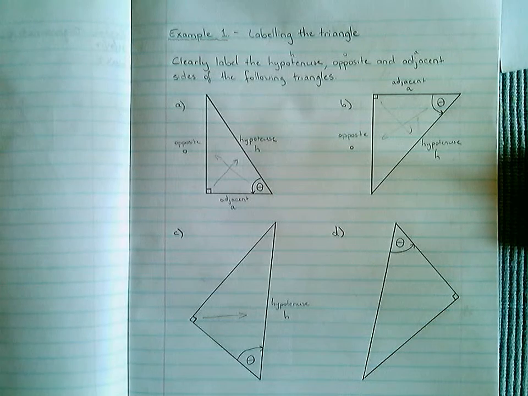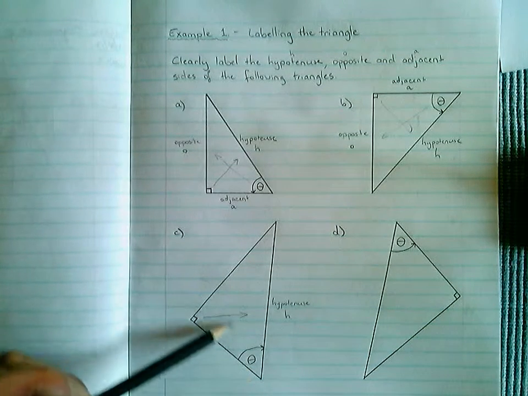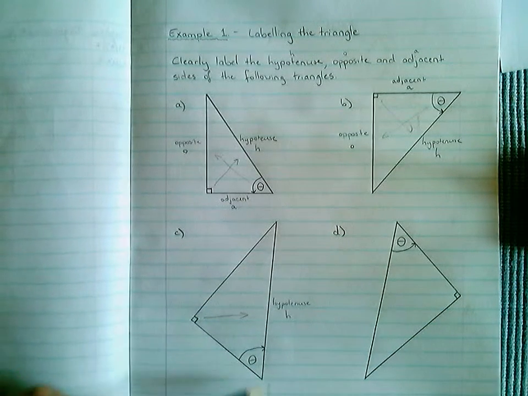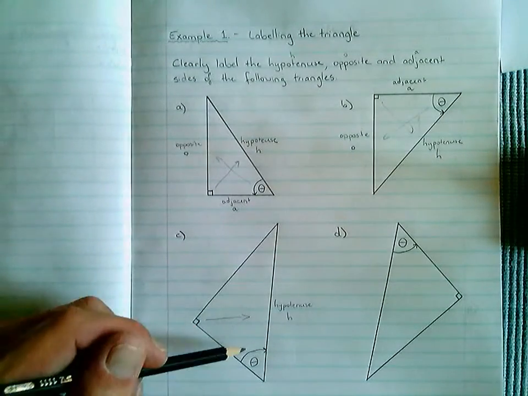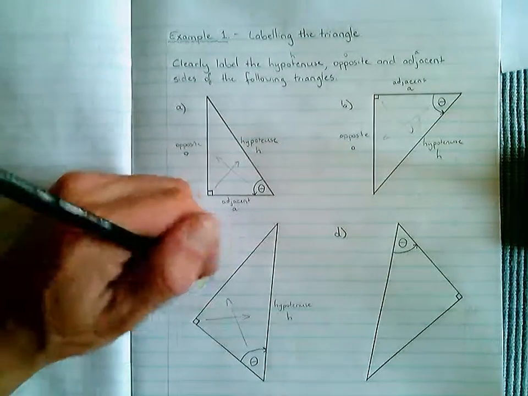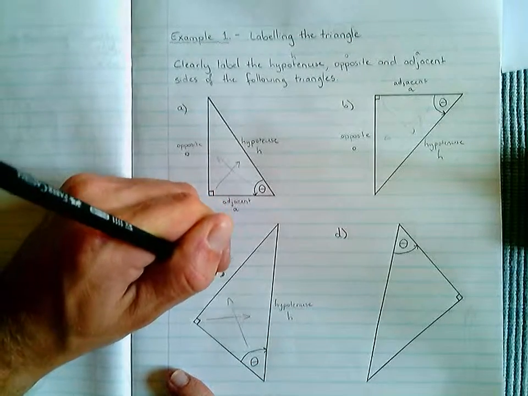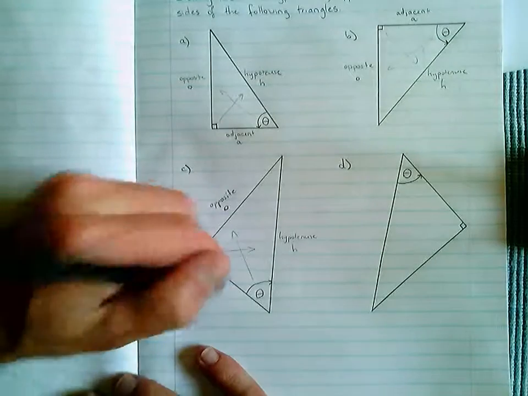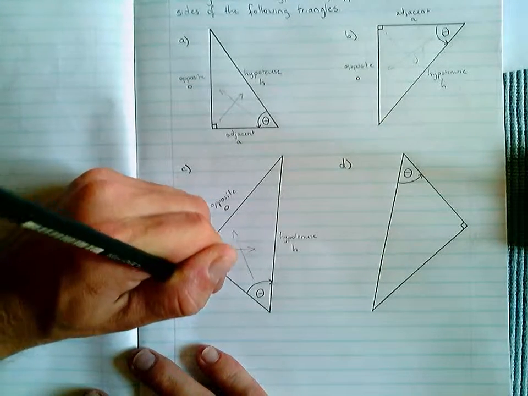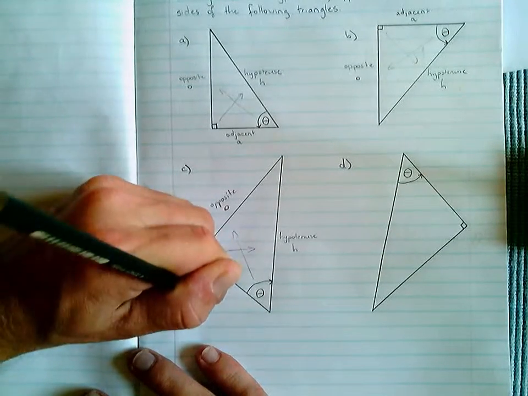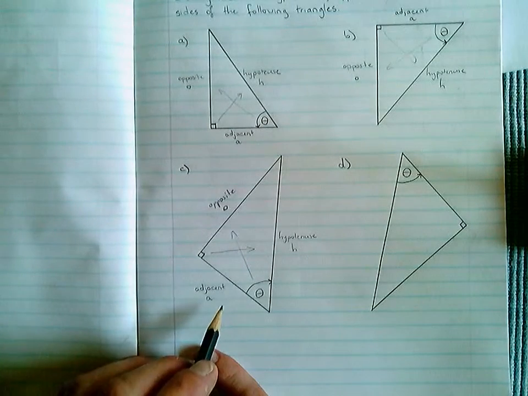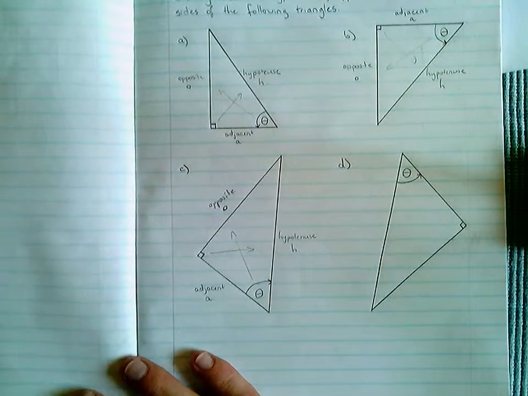Okay, so the opposite side to this particular unknown angle, remembering that the opposite side refers to opposite the unknown angle, is over here, O, leaving our adjacent side next to the angle, or the unknown angle.